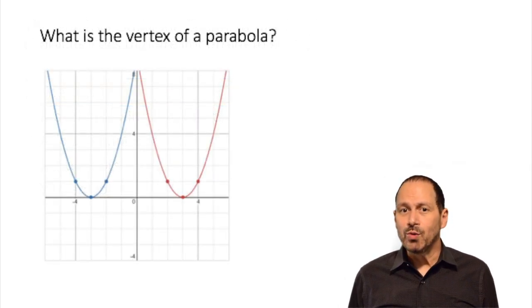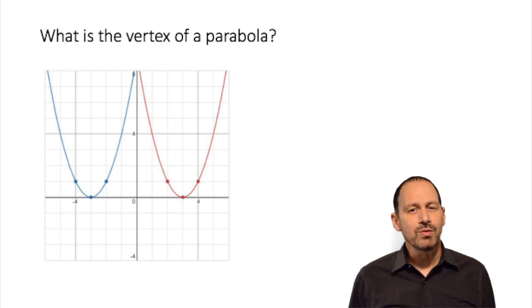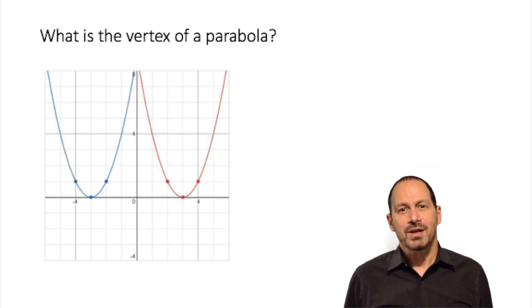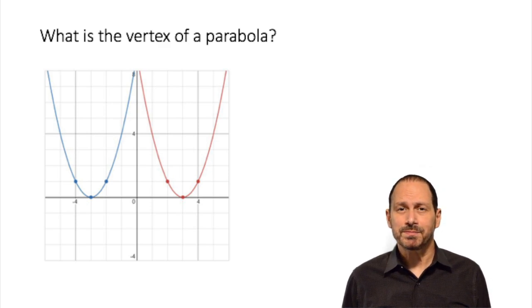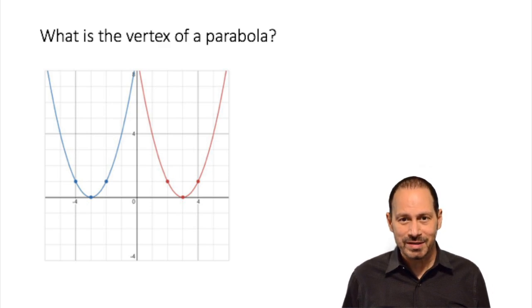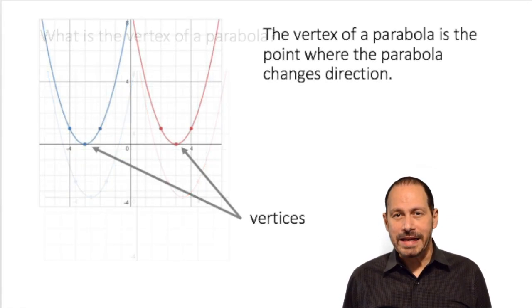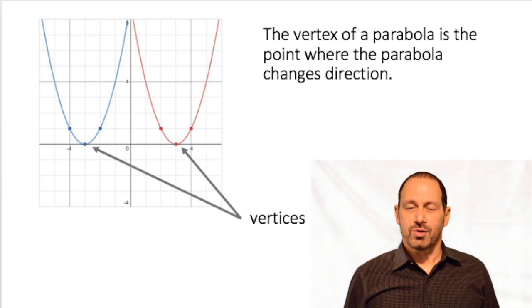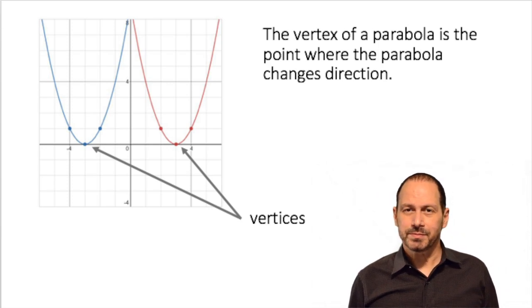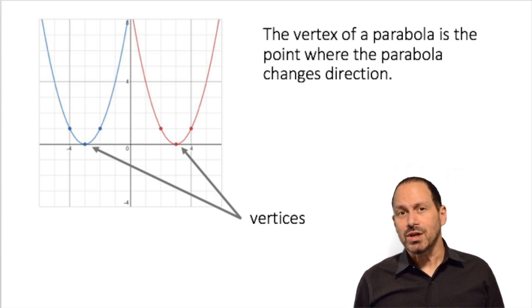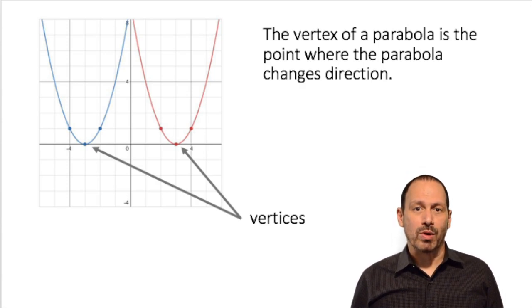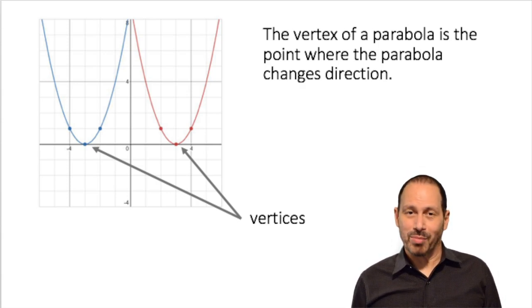So here you have two parabolas. Can you see the vertex in the parabola? Can you find the two vertices for each of the parabolas? That's right. Here they are. So what is the vertex in the parabola? The vertex of a parabola is where it changes direction. It's the point where the parabola changes its direction. It can be going downwards, and then it changes direction upwards, like we see in these two parabolas.